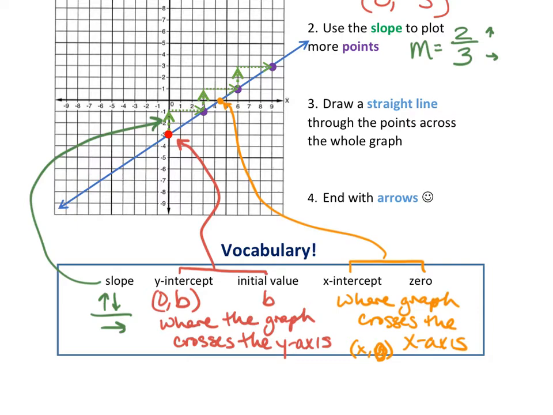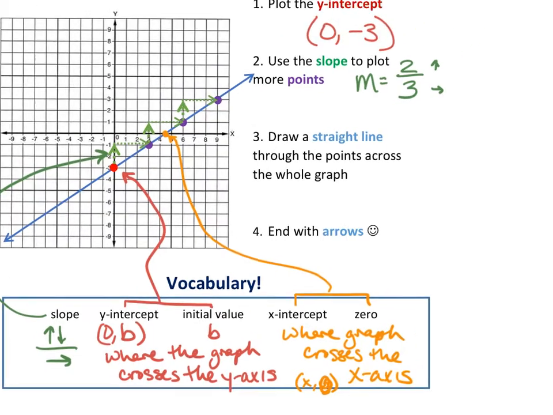Quick recap, we have the slope, which is the m. It's the rise and the run, or the incline of the graph. Y-intercept and initial value are both the b from the equation and are found when I look at the y-axis and see where the graph crosses it. The x-intercept and the zero, which is not a number here, it's a vocabulary word, is where the graph crosses the x-axis. So I look on the x-axis to see where the blue graph crosses it, and that would be the coordinate of my x-intercept and the value of the zero.